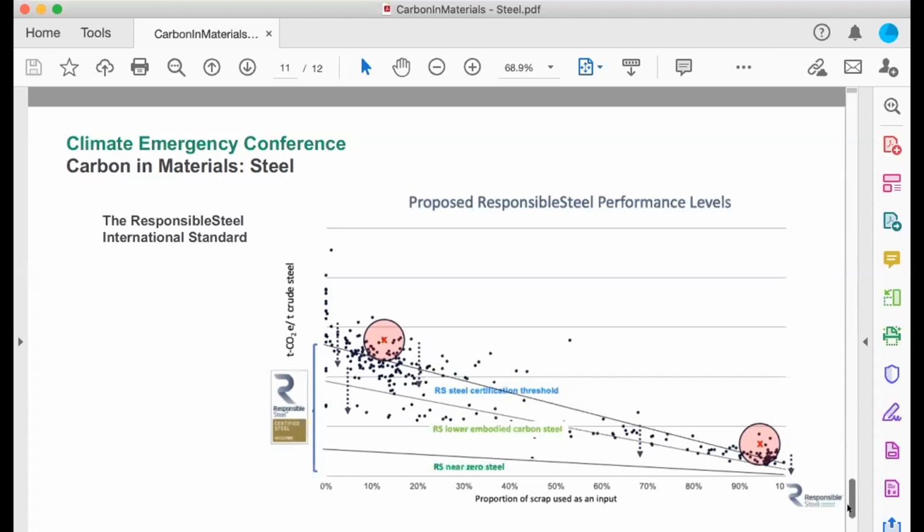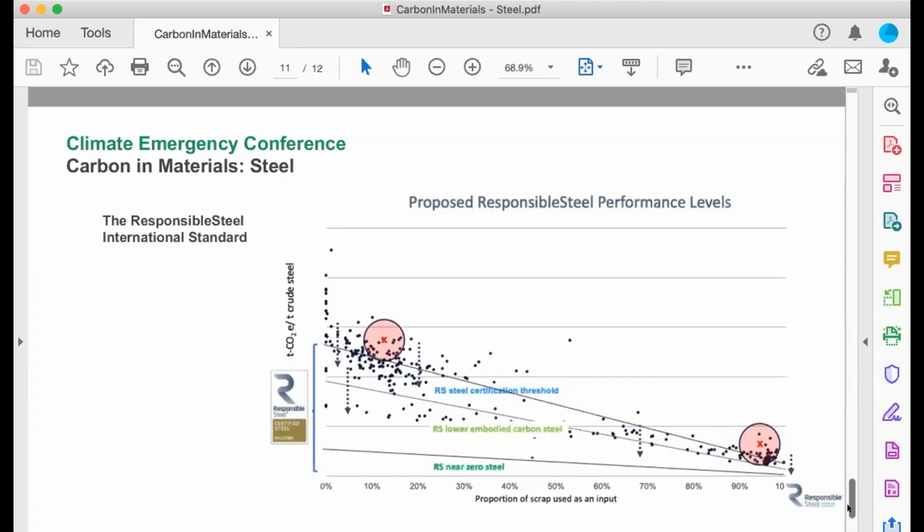And then finally, just to say that this approach is not intended to be a replacement for, or an alternative to, caring about the embodied carbon emissions of products. It's intended to complement that, not replace it.